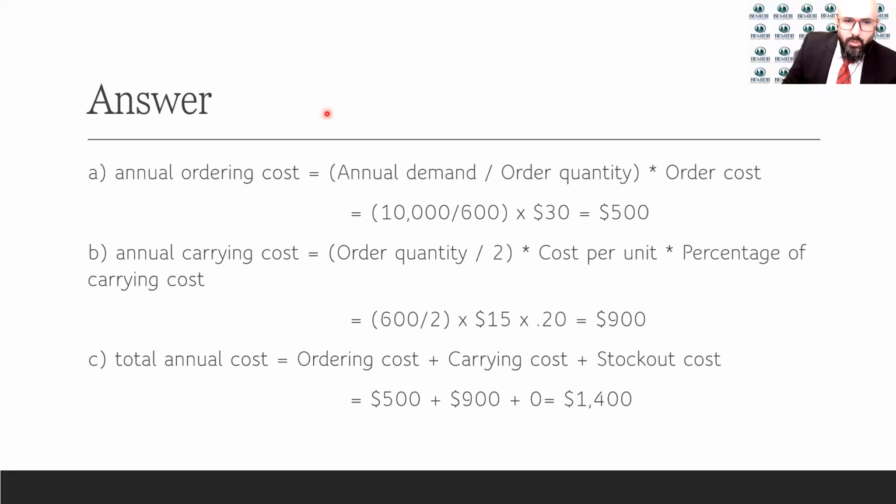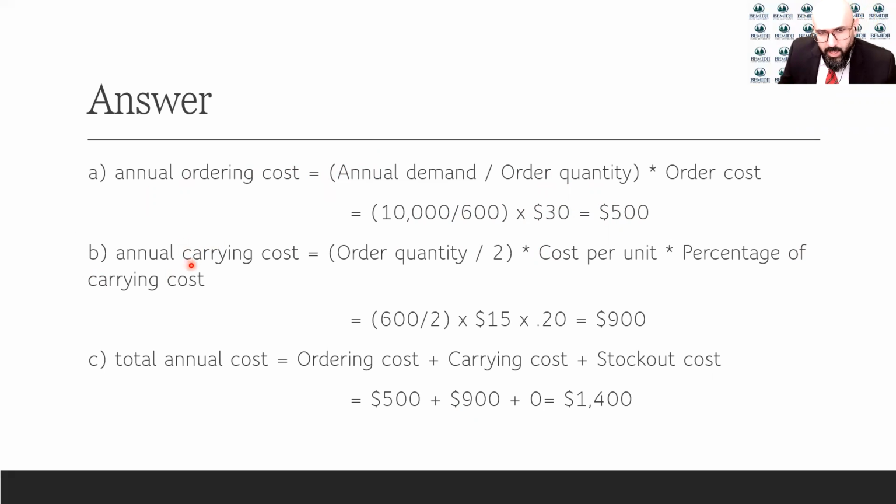Okay, annual ordering cost would be the demand divided by the order quantity. So 10,000, that's the annual demand. Every order we ask for 600 units, times the $30. This is what would be the ordering cost. So every year we have to pay $500 just to place orders for our raw material.